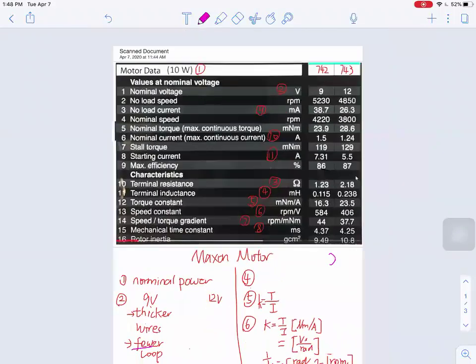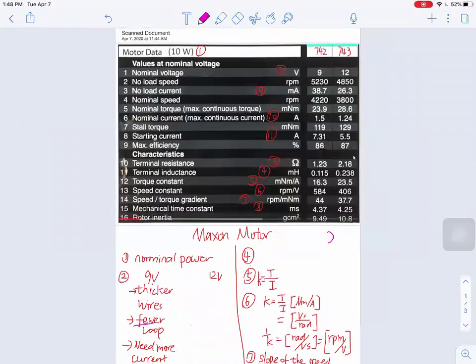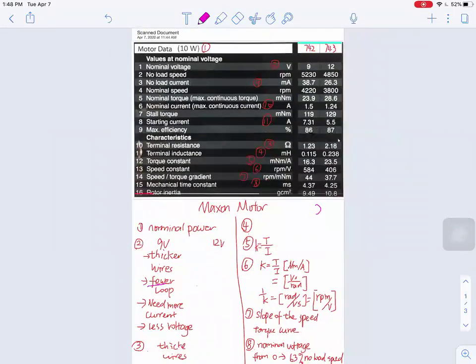Now I think we should have a good understanding of brushed DC motors, and we also looked through the data sheets for two different types of DC motor. And that's all for today.